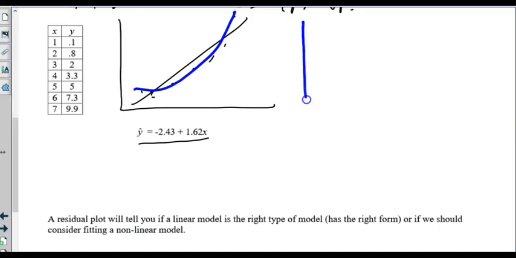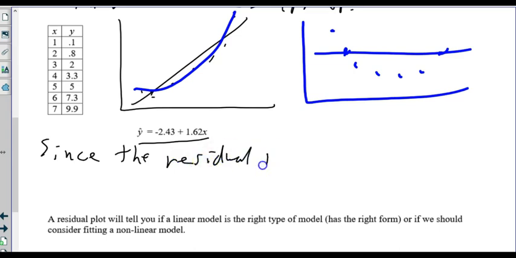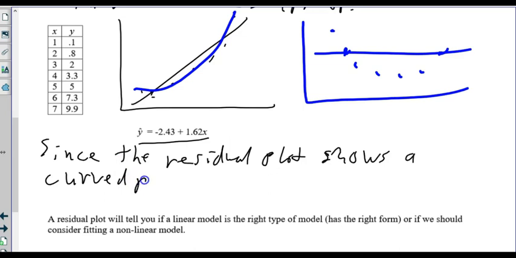Now, what do we have? We sketch that, draw a horizontal line. Notice we have a couple on the line here, one above, and then our other ones are like that. That's what you should have. So, do we have a curve or we don't have a curve? Well, right, so since the residual plot shows a curved pattern, again, kind of common sense, since it's a curve, a linear model is not appropriate.